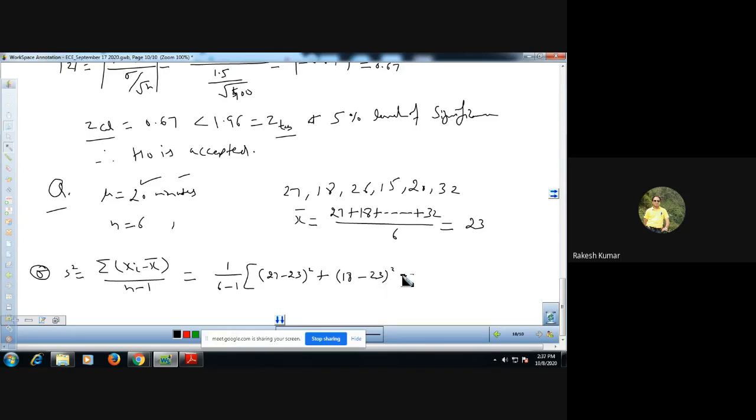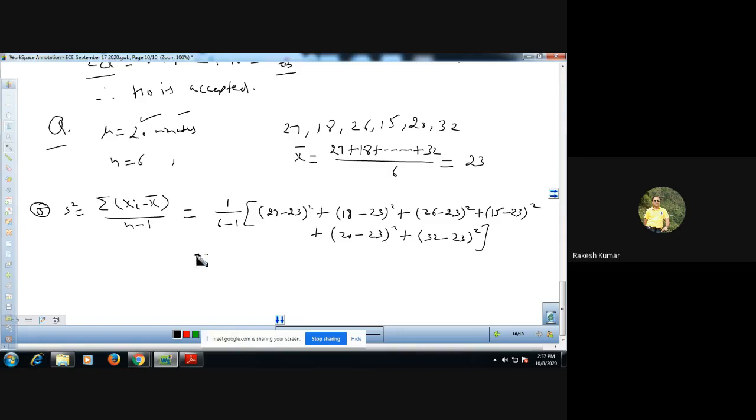So (23 - 23)² + (26 - 23)² ... third value. Fourth value is (15 - 23)² + (20 - 23)² + (32 - 23)². This formula is applicable over here. Now you can calculate the value, and the value comes out to be 40.8, and this is s². s is the square root of 40.8, and this comes out to be 6.387.